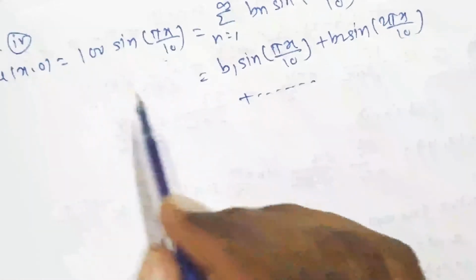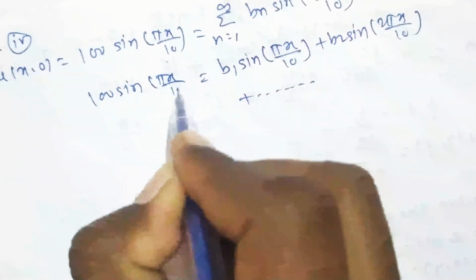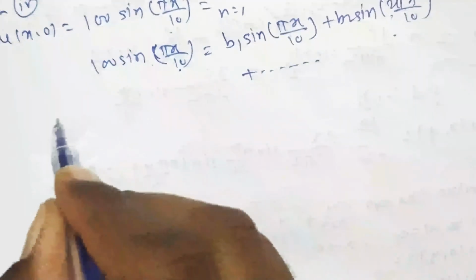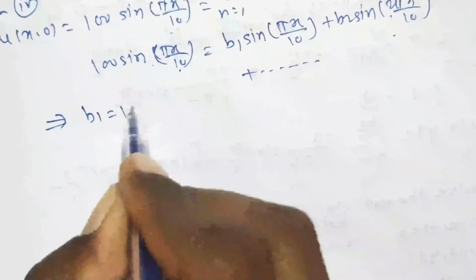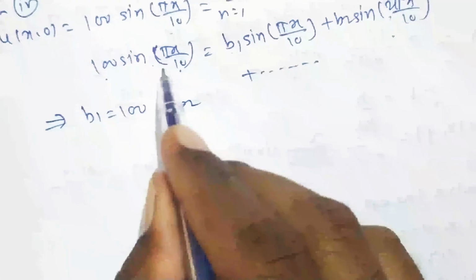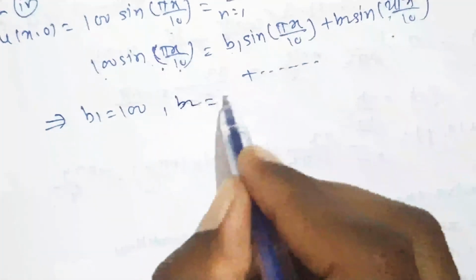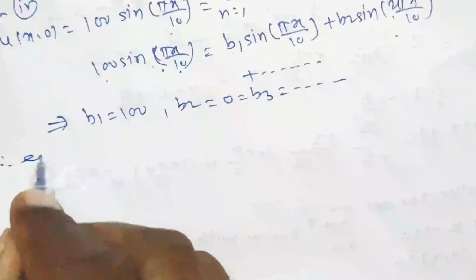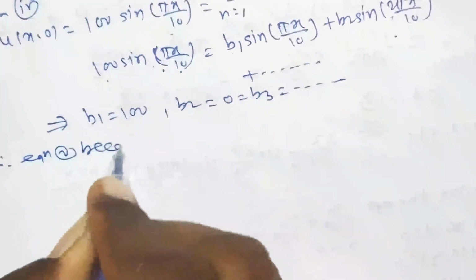And observe LHS and RHS here. LHS is 100 sin pi x by 10. If we compare LHS with RHS, meaning equate the coefficients of sin pi x by 10, sin 2 pi x by 10, sin 3 pi x by 10, then we can write b1 equal to 100. And what is b2? Sin 2 pi x by 10 is absent, sin 3 pi x by 10 is absent, so b2 equal to 0, b3 equal to 0, and so on. So the remaining constants are all 0.